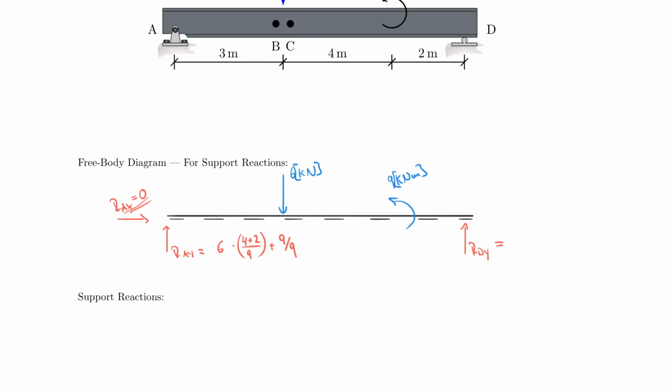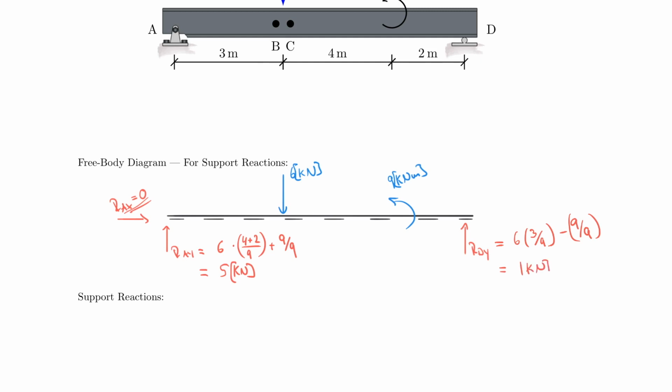Of course, the other one has to be complementary, so we're looking at 6 multiplied by 3 divided by 9 minus, because I have to pull down here to keep it from rotating counterclockwise. So minus 9 divided by 9. And now I can solve this, and I can find that my RAY is really equal to 5 kilonewton, and my RBY is really equal to 1 kilonewton.